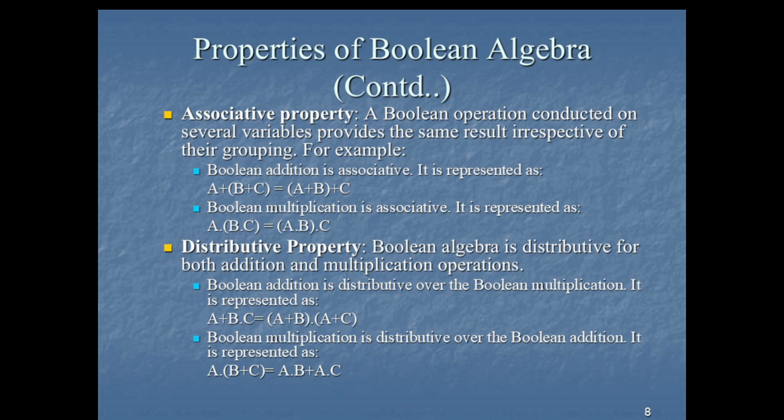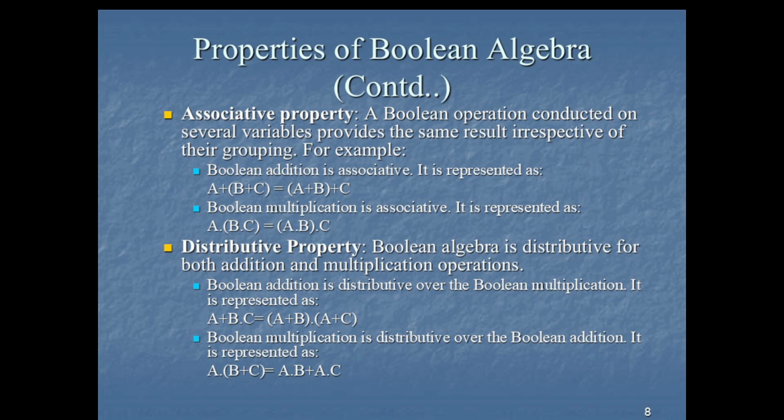Now we talk about the distributive property. The distributive law says that A plus B dot C can be written as (A plus B) dot (A plus C). Similarly, A dot (B plus C) can be written by distributing as A dot B plus A dot C. So Boolean addition is distributed over the multiplication. Similarly, Boolean multiplication is distributed over the Boolean addition.